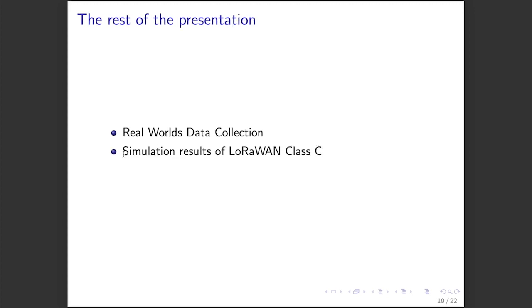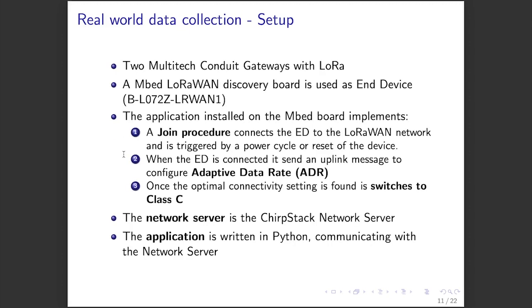So for the rest of this presentation, I will first talk about our real world data collection, and then I'm going to talk about some of the simulation results of LoRaWAN Class C. In terms of the real-world data collection setup, we have a straightforward setup with two gateways, Multitech Conduits with LoRaWAN, and then we have some Mbed OS boards, more specifically the LoRaWAN discovery boards, which we use as end devices. On the end devices, we install a simple base application that is able to join the network whenever we power it on.